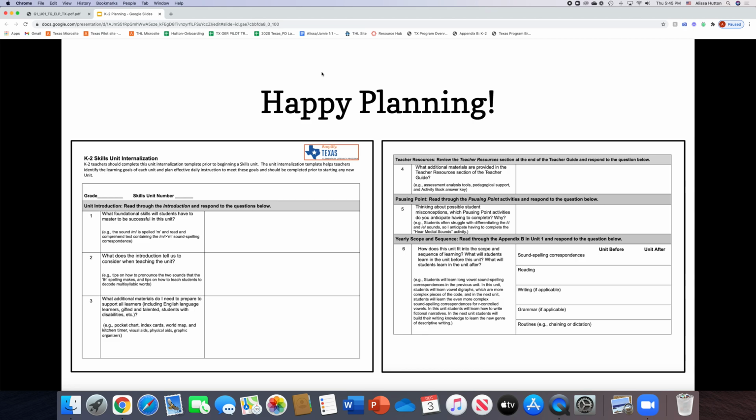As I stated earlier, utilizing this unit internalization template will get easier and easier the more and more you do it. You will get more and more comfortable with the different components that are included within your unit introduction, and you will grow to love that unit introduction because of the wealth of information that is provided in it. Make sure you read through it in its entirety and then use this unit internalization template to help guide you to plan for each specific step within your unit.